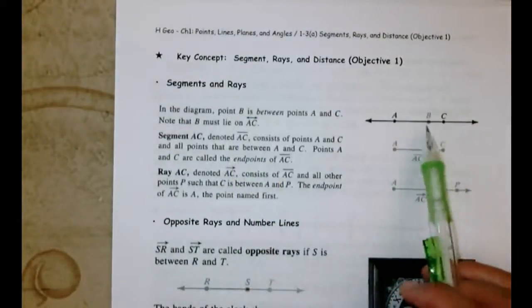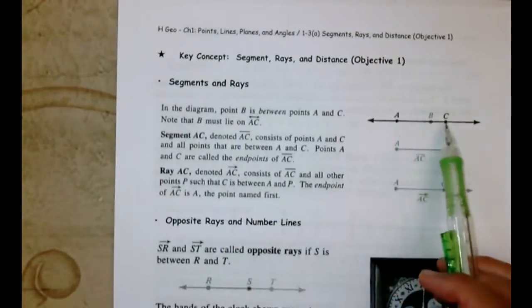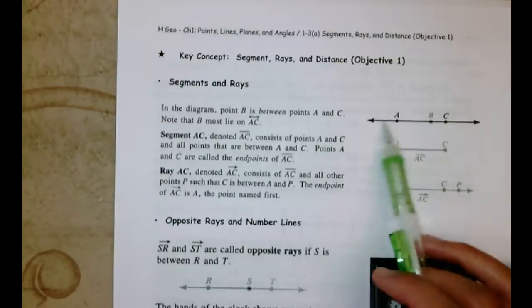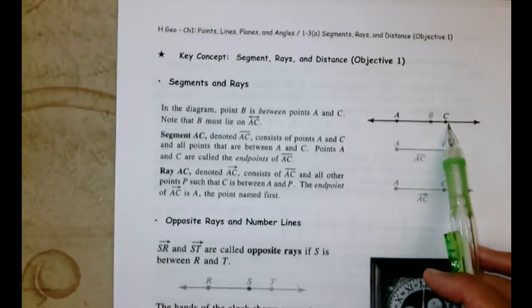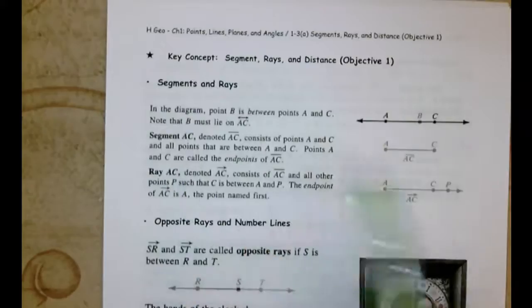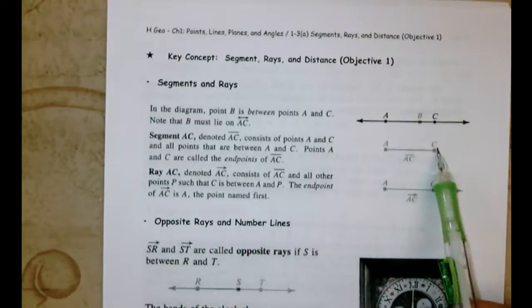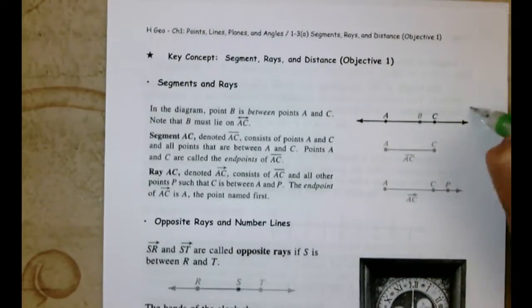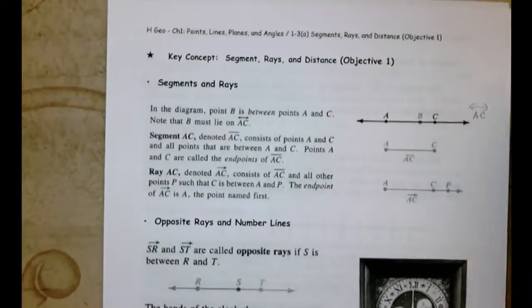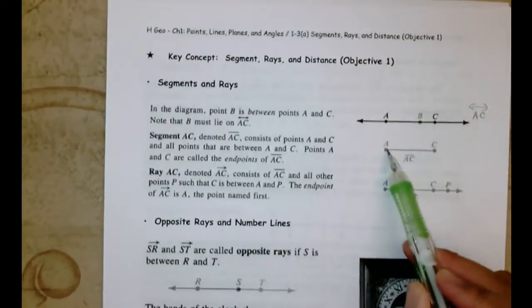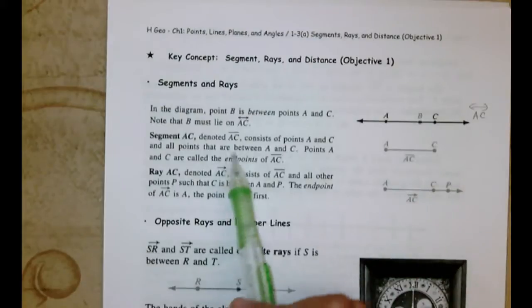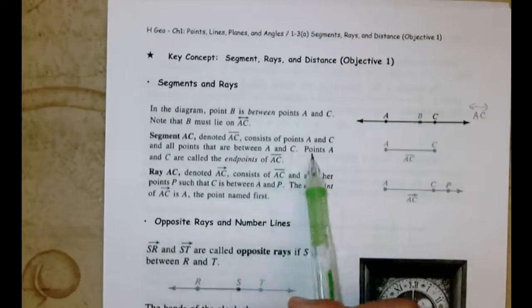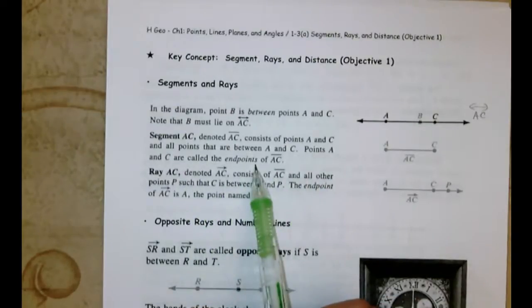In the diagram, point B is between points A and C. Note that B must lie on line AC. Okay, so these 3 points are collinear. You remember that word? Segment AC, right here, denotes this part of line AC. So line AC is like this, right? Segment AC doesn't have the arrows because it ends at these 2 points. It consists of points A and C and all points that are between A and C. Points A and C are called endpoints of segment AC.